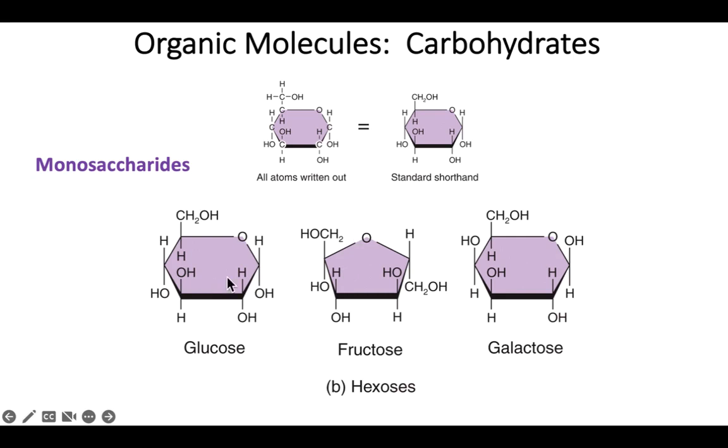The most important one for us is right here, glucose, because that's what our blood sugar is. We can get energy pretty quickly from glucose. If we were to count atoms, glucose has 6 carbons, 12 hydrogens, and 6 oxygens. That's a single monosaccharide unit. Some other monosaccharides you might have heard of: fructose. It's found in a lot of fruit, fruit sugar, if you will.